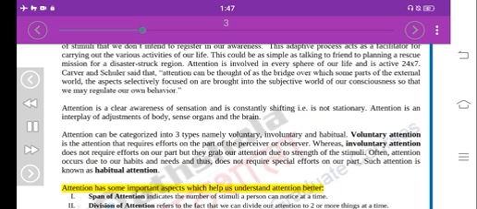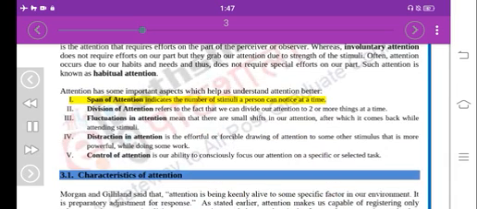Attention has some important aspects which help us understand attention better. 1. Span of attention indicates the number of stimuli a person can notice at a time. 2. Division of attention refers to the fact that we can divide our attention to two or more things at a time. 3. Fluctuations in attention mean that there are small shifts in our attention, after which it comes back while attending stimuli. 4. Distraction in attention is the effortful or forcible drawing of attention to some other stimulus that is more powerful, while doing some work. B. Control of attention is our ability to consciously focus our attention on a specific or selected task. 3.1.